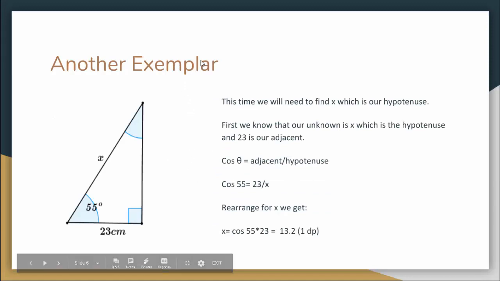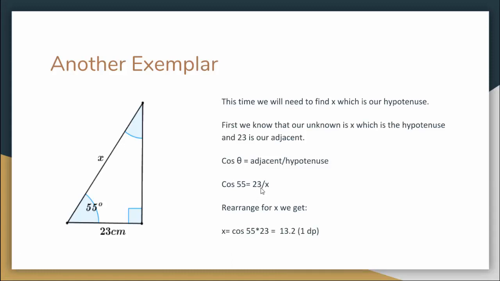Another example here. This time we need to work out our hypotenuse. Our unknown, x, is our hypotenuse, and 23 is our adjacent, because again it's between the right angle and the given angle. We will use cos theta equals adjacent over hypotenuse, because adjacent and hypotenuse are given in this question. So we substitute in these values: cos 55 equals 23 over x, and we rearrange for x.